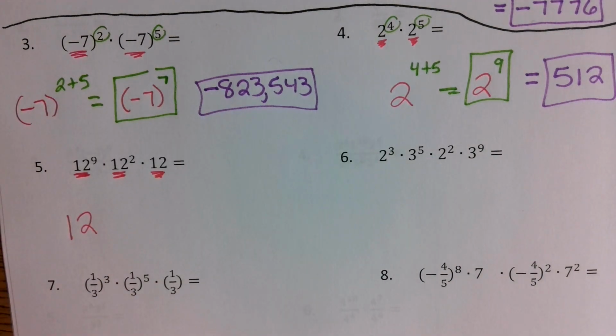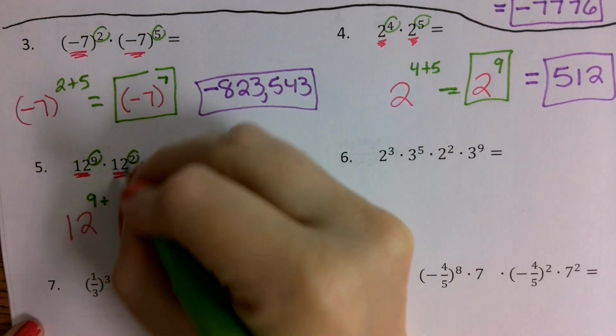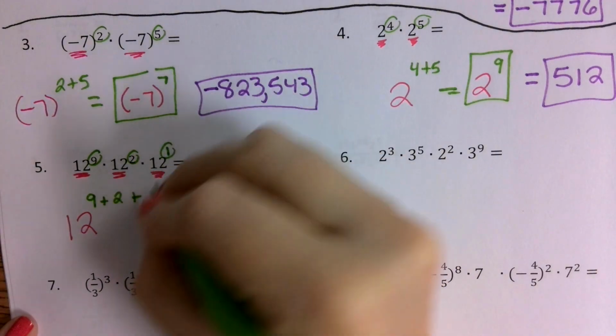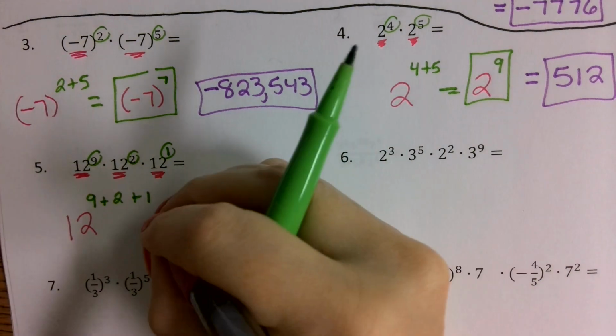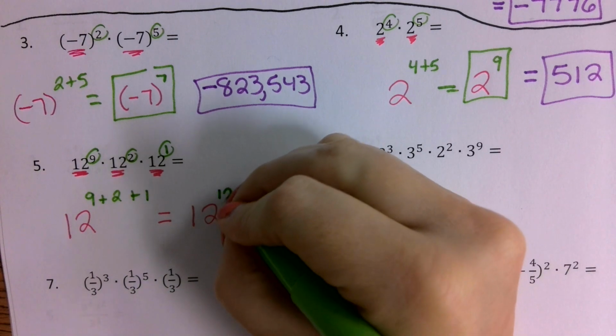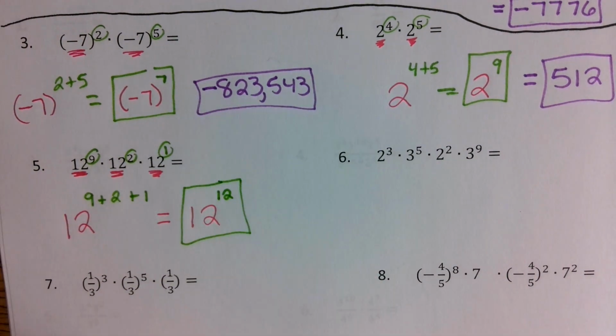Our base is 12. Our exponents are 9 plus 2 plus what? 1. So 9 plus 2 plus the 1 means that we're going to have an exponent of 12. So 12 to the 12th power. We're just going to leave it in that format.